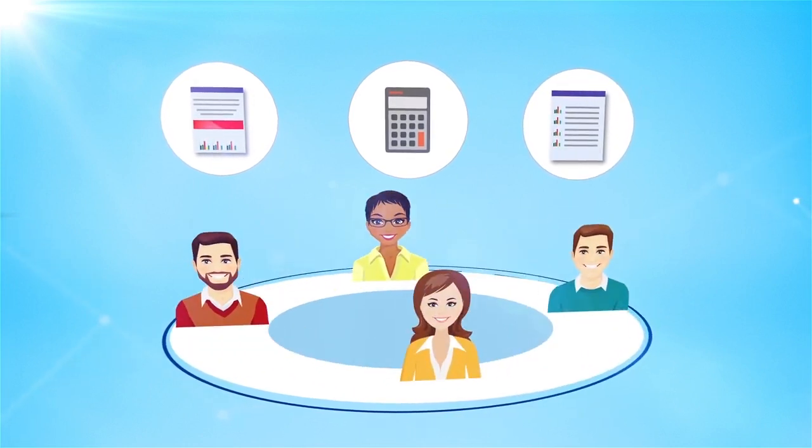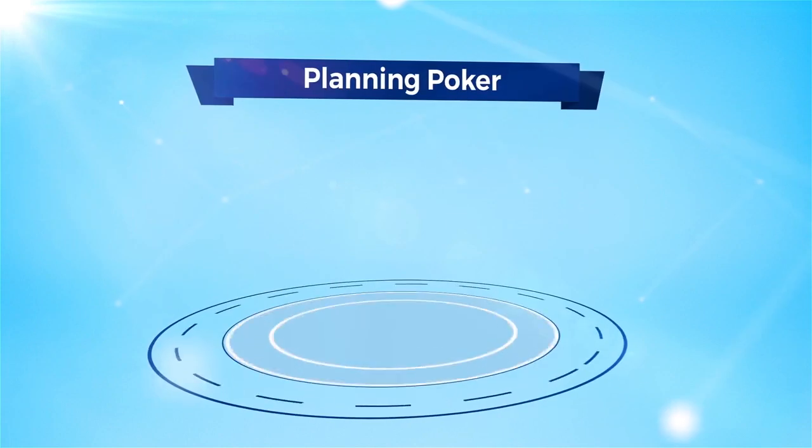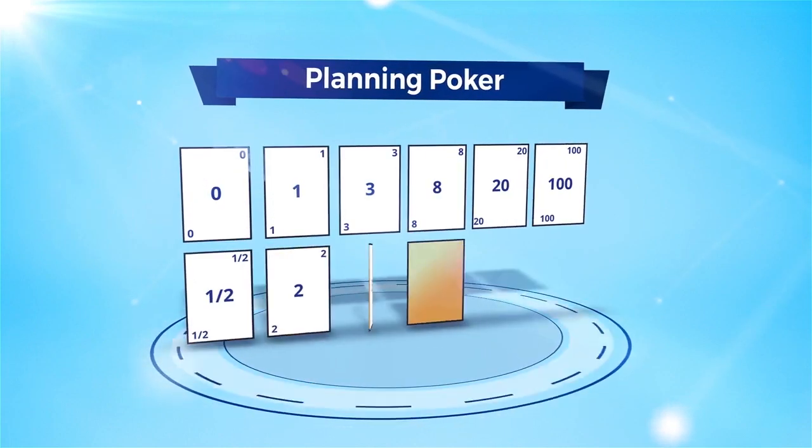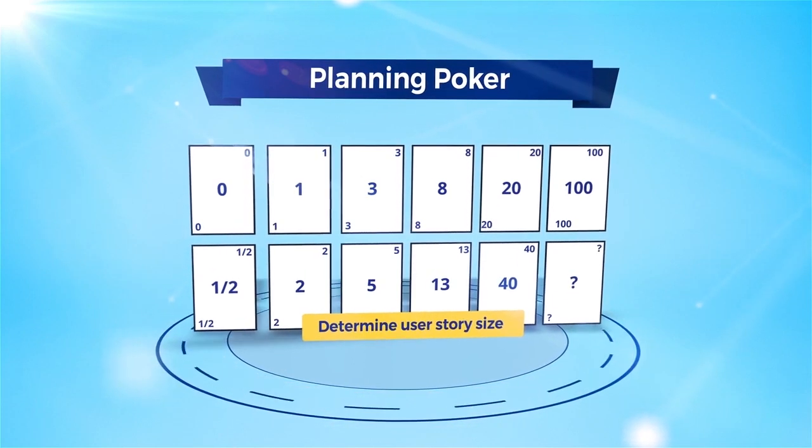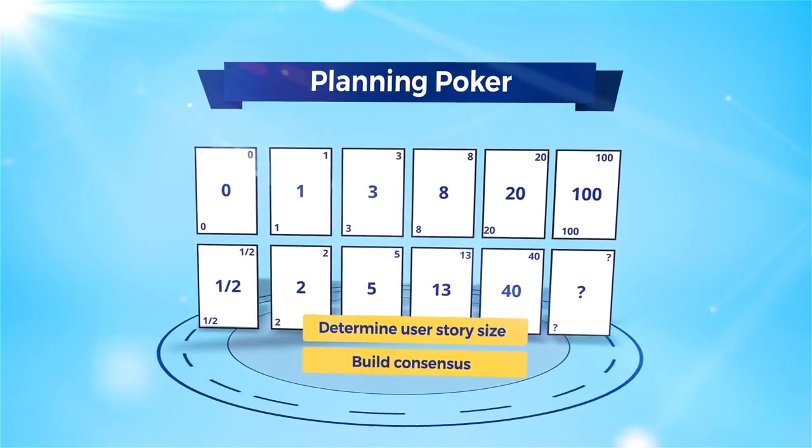Planning poker is another commonly used estimation technique by Agile teams, and it's used to determine user story size as well as to build consensus among team members.